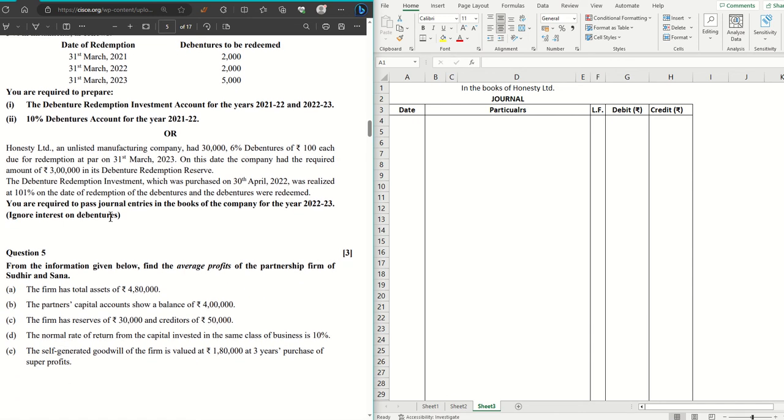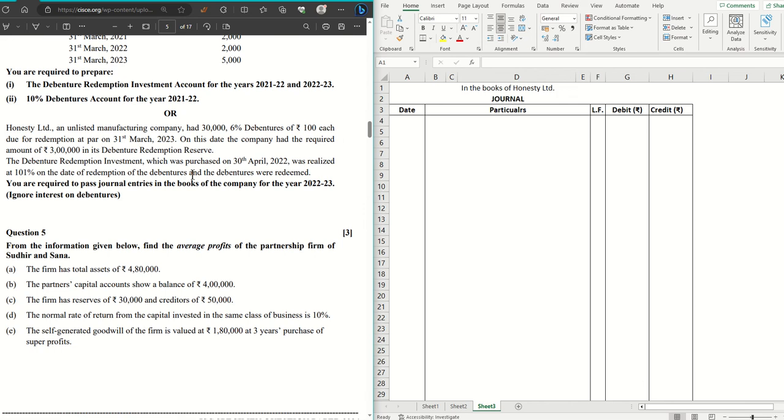This is a sum from issue of debentures, and we are required to pass journal entries in the books of the company for the year ended 2023, which is the financial year 2022-23. Let's have a look at the question.